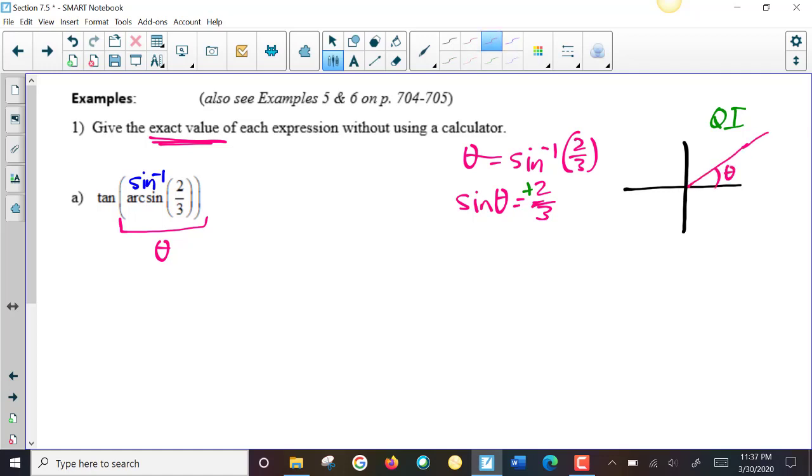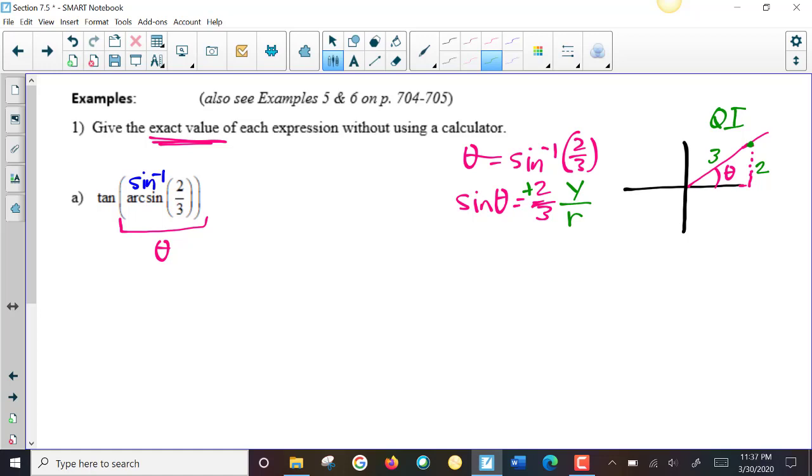And we can set up our reference triangle using our point on the terminal side definition. So remember, sine is y over r. All right, so we can label our triangle accordingly. That y, this is 2. R is the distance to that point on the terminal side. So it's the hypotenuse, basically.